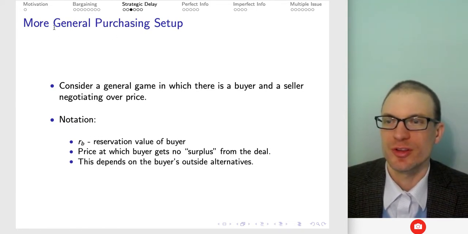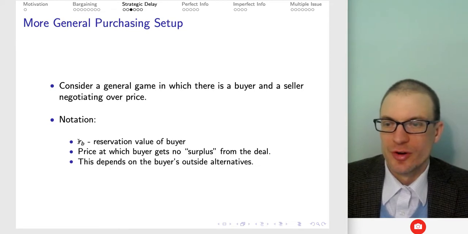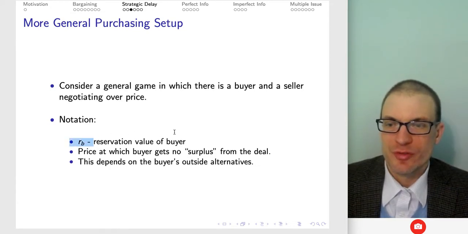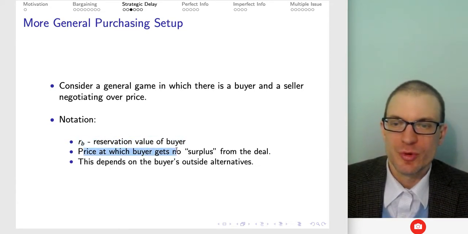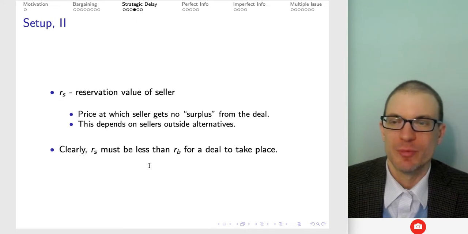Here's a more general situation. Think about a purchasing setup, maybe between yourself and suppliers. A notation that I'll use is RB, the reservation value of the buyer. This is the price at which the buyer gets no surplus from the deal, no economic surplus, no value added. This depends on the buyer's outside options. This is my reservation price, the highest price as a buyer that I would pay.